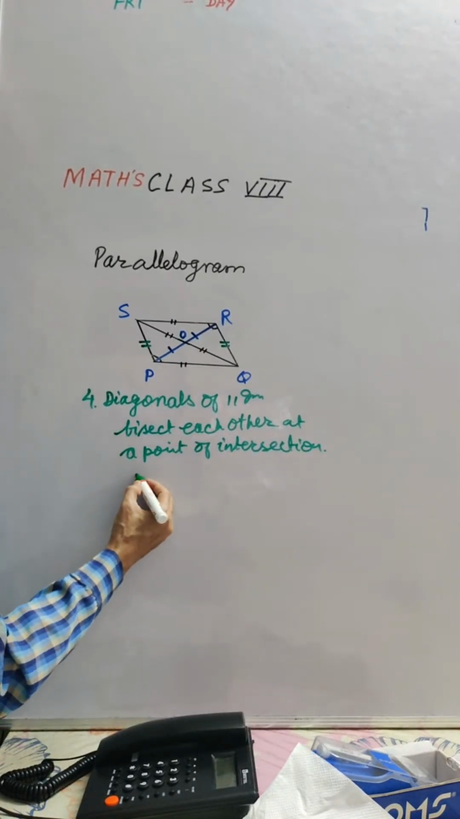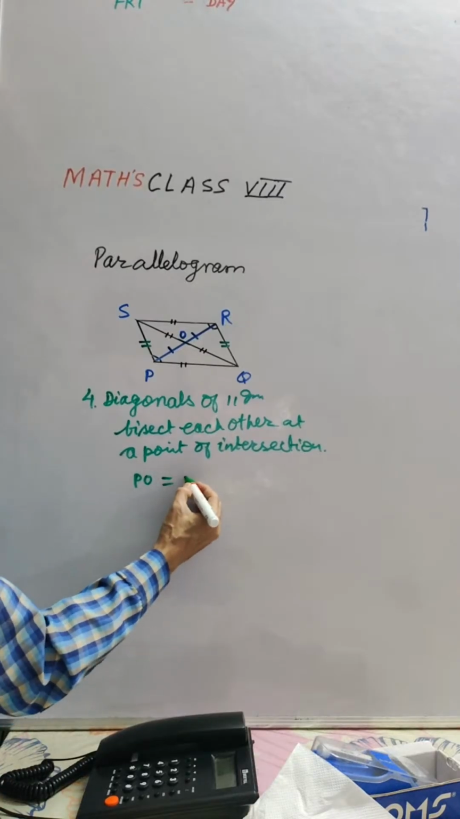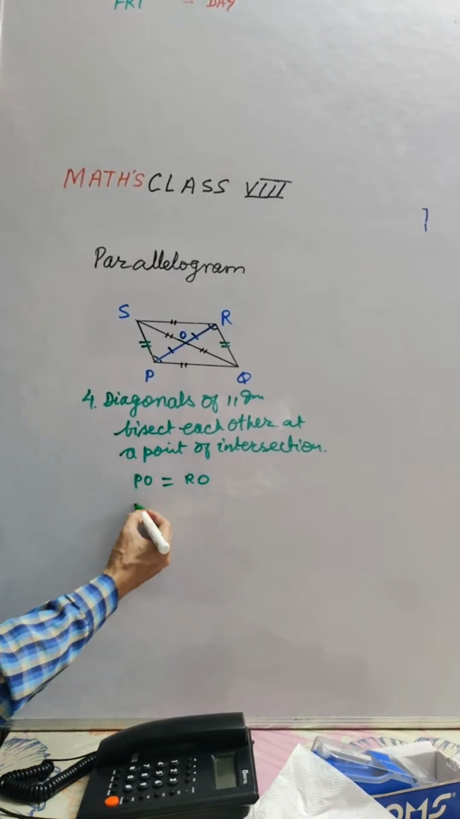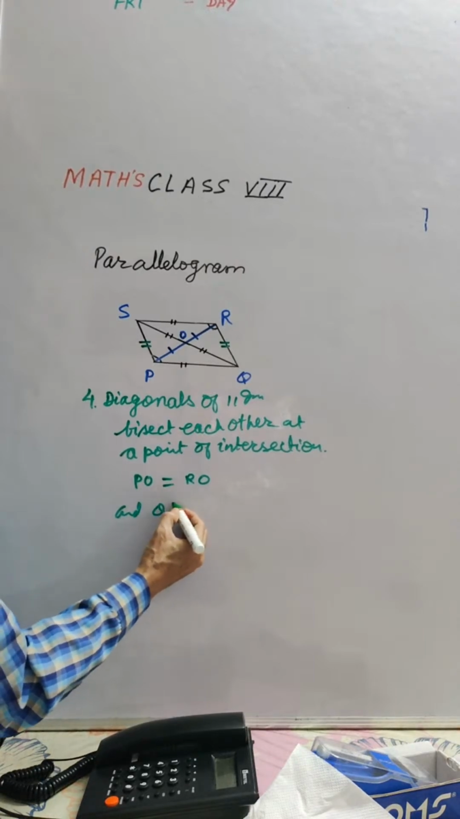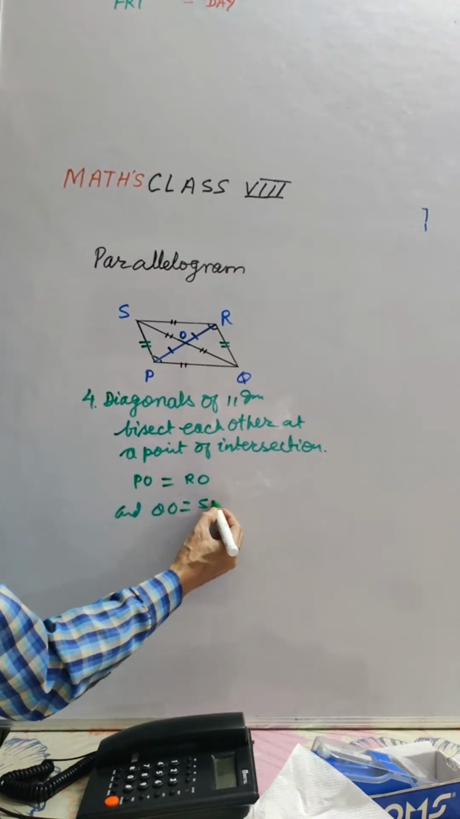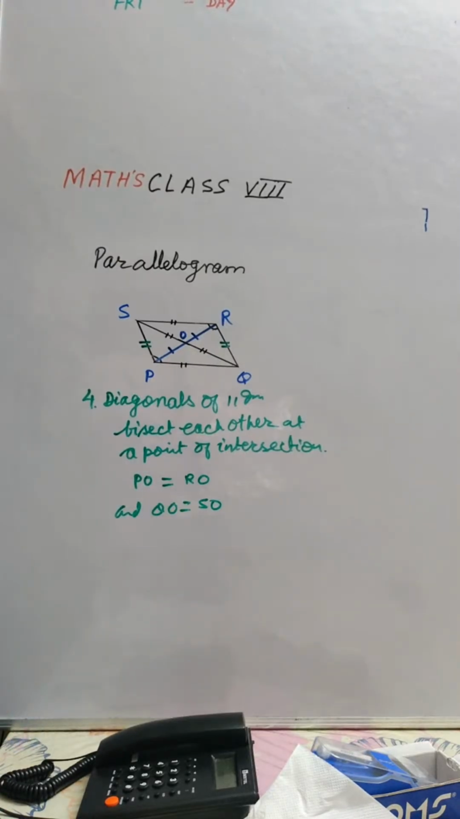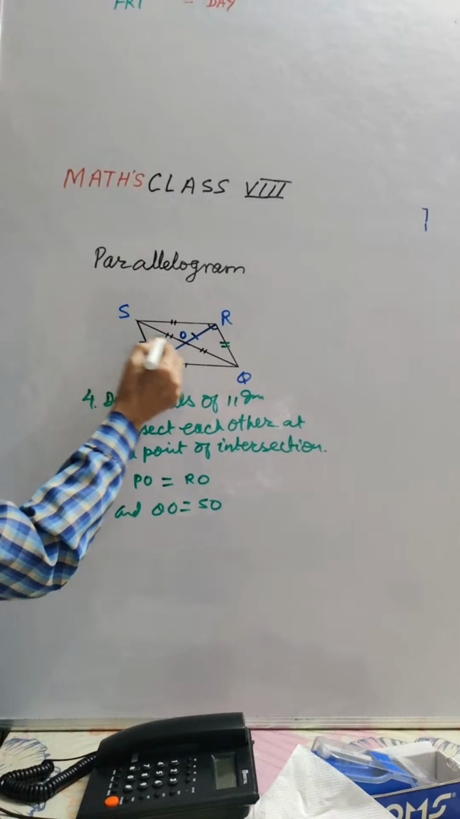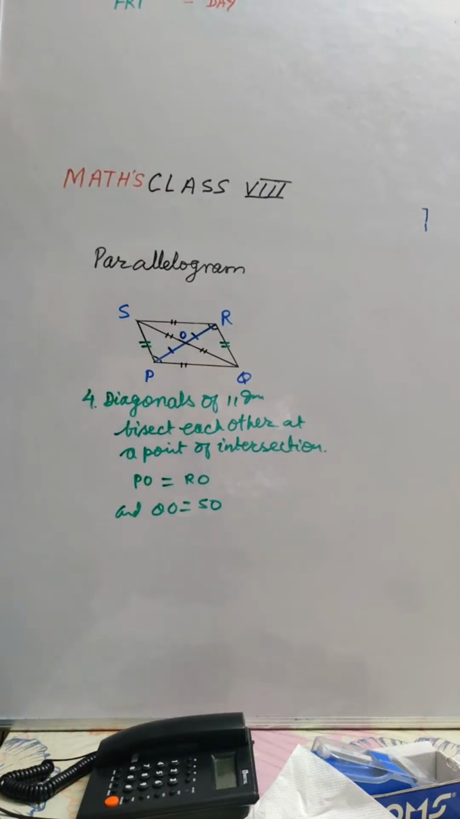So this way we can say that PO is equal to RO and QO is equal to SO. This way, diagonals bisect each other at their point of intersection. This is property number 4. So this way, there are 4 properties of the parallelogram.